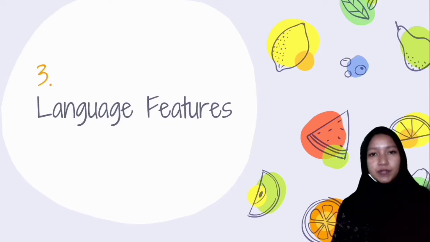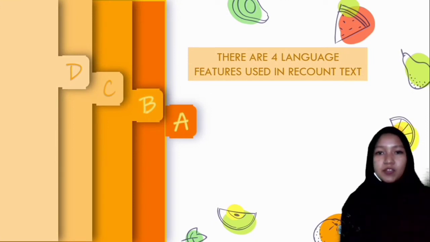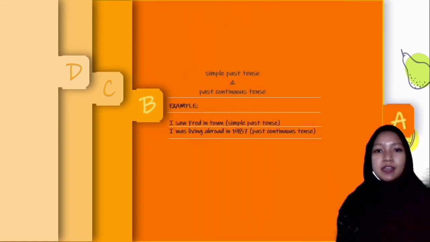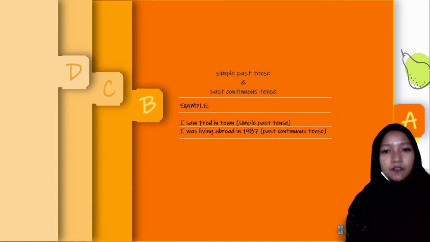Next, we move to the language features of a recount text. As you can see in the presentation, there are 4 language features used in recount text. We will talk about the first one. The text is written in simple past tense and past continuous tense. You can see the example for simple past tense: I saw Fred in town. And then for the past continuous tense: I was living abroad in 1987.